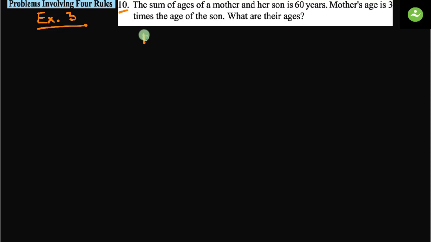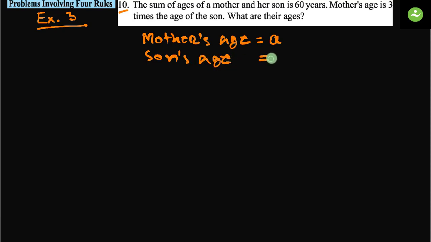So, let us suppose mother's age equals A and son's age equals B. Mother's age equals A, son's age equals B.